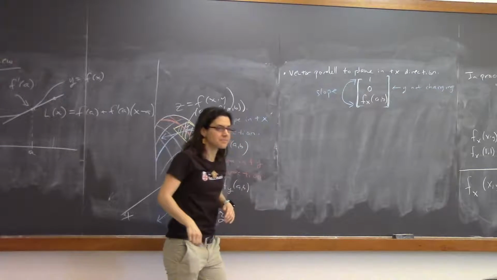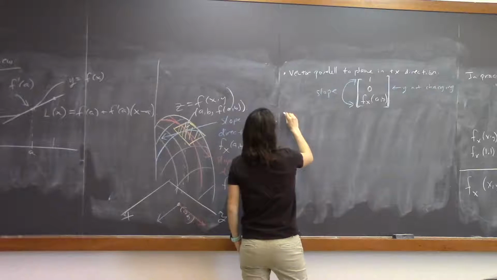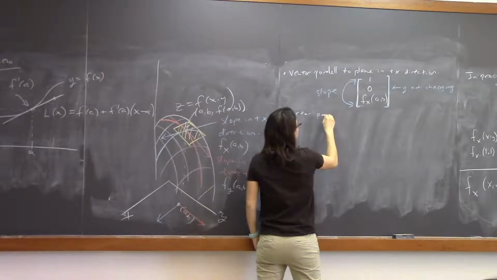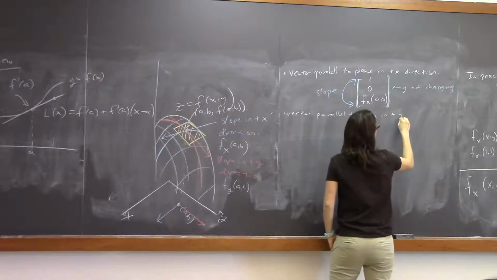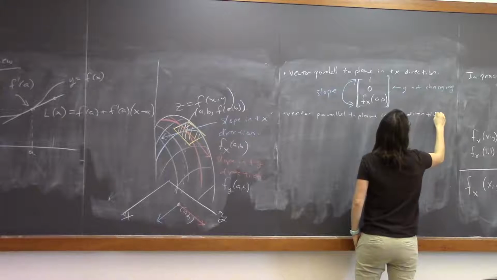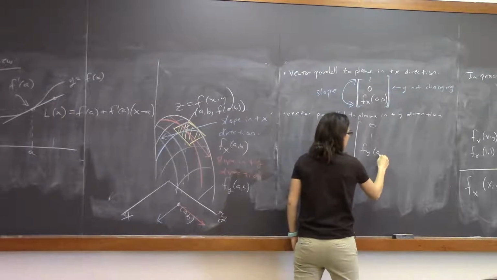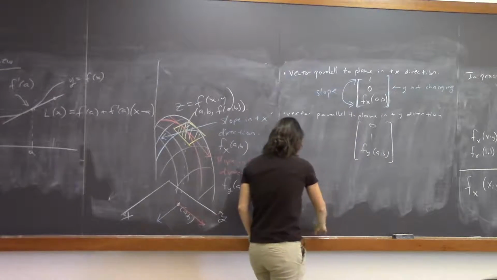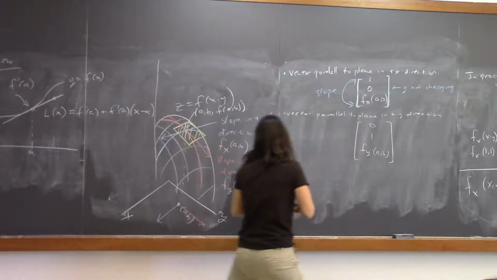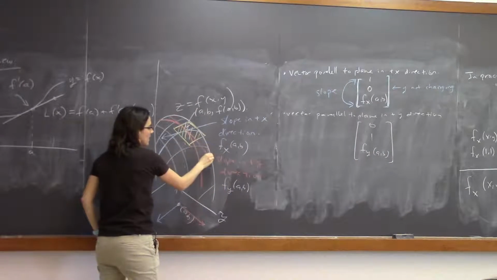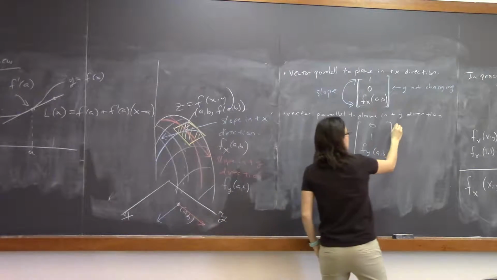And then similarly, a vector parallel to the plane in the positive y direction is 0, 1, partial derivative with respect to y evaluated at AB. For the same reason. This is essentially the red vector. Since we're moving in the positive y direction, x isn't changing. So that's why this is 0.